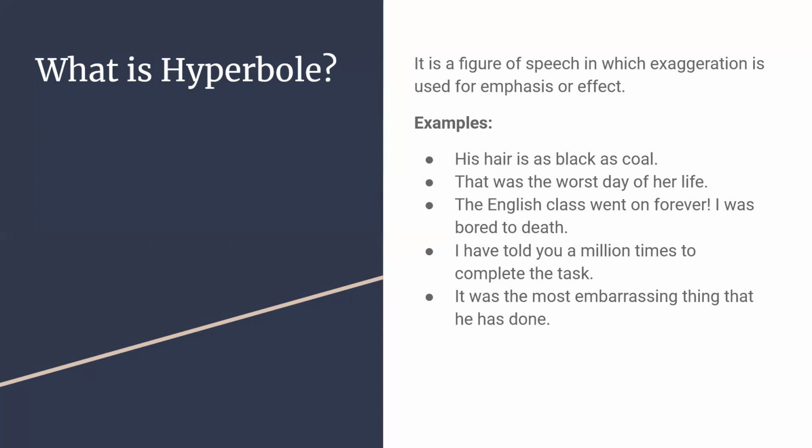And maybe when you are asked to do some work at home, probably you would be usually scolded or maybe reminded that I've told you 100 times. 100 times doesn't mean literally 100 times. Okay, look at the last example. It was the most embarrassing thing that he has done. Most embarrassing, most awful thing, probably. So this is how we emphasize certain things, or maybe exaggerate certain things.